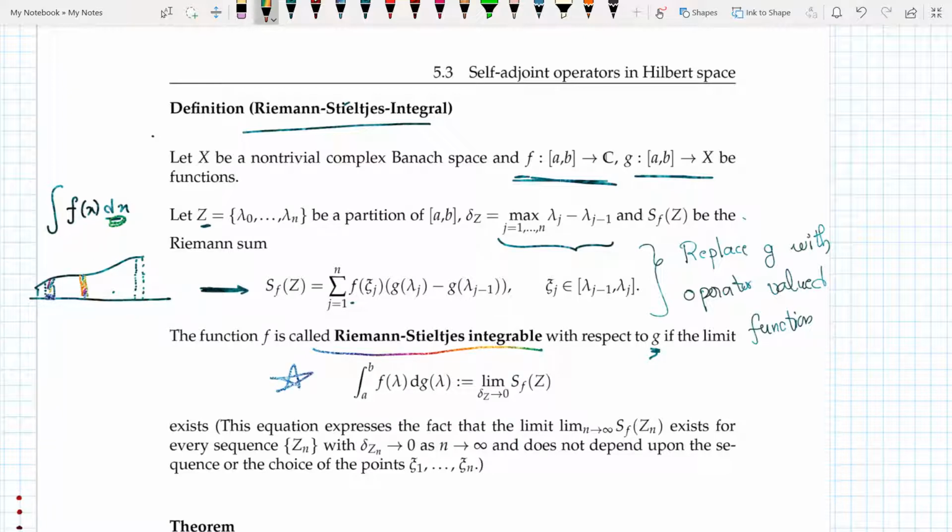So all you need to know is this formula, and I think by just looking at this equation we can get a basic intuition about what the Riemann-Stieltjes integral is trying to do. So this is essentially the whole idea behind it. You take the Riemann sum and then you say that delta Z tends to 0, and then you evaluate the whole thing.